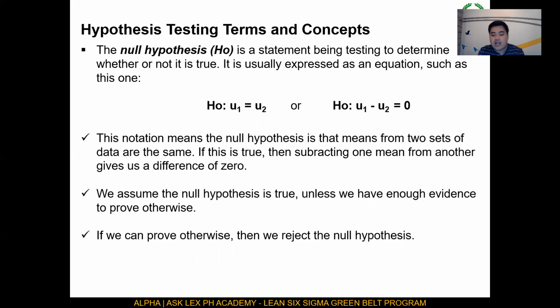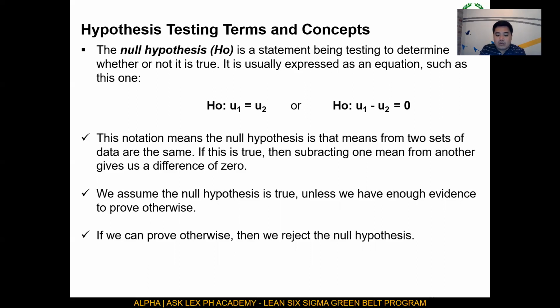So we assume the null hypothesis is true unless we have enough evidence to prove otherwise. So after all the tests, let's say for example, we've used a test, one of the possible outcomes will be rejecting the null hypothesis because we have enough evidence that it is not true. So that is the first hypothesis statement that we have to establish.